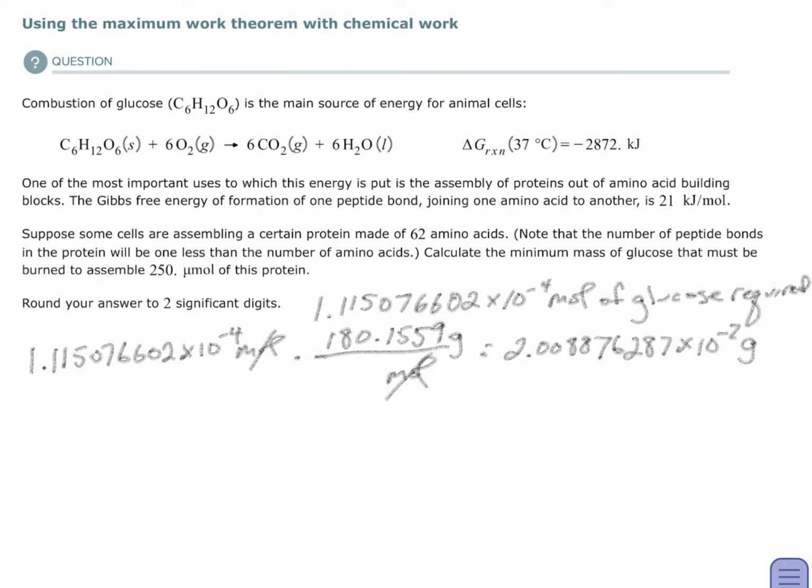So when I cancel moles and end up with grams, I've got 2 times 10 to the negative 2, and then I simply take it out of the scientific notation, and it's 0.020 because they asked for 2 significant digits. So I need that second 0, otherwise it'll be wrong. Grams of glucose. So kind of an involved question. Interesting, I think. You may like it, you may hate it, but hopefully you'll get it right every time.